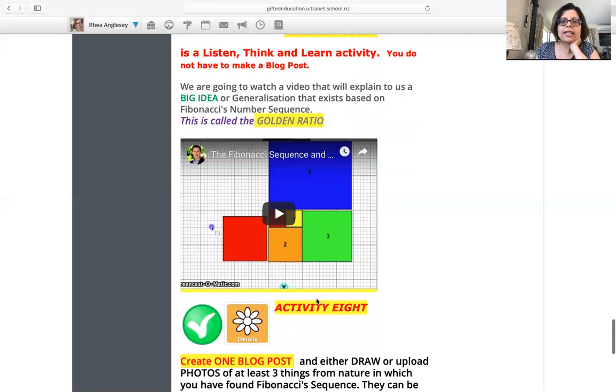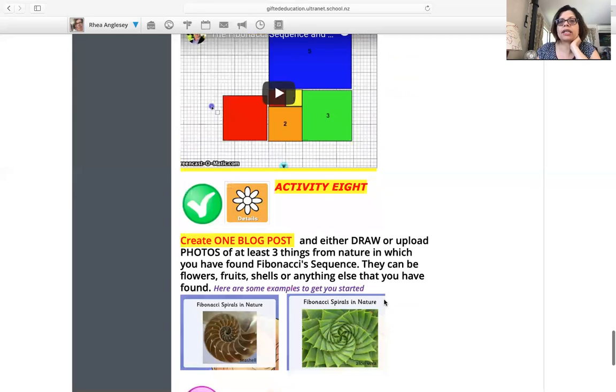Activity 8, we're looking at details. You create a blog post. Either draw or upload photos of at least 3 things from nature in which you have found the Fibonacci sequence. So you have to go on a bit of a nature hunt for this one. They can be flowers, fruits, shells, vegetables, anything. Here are some examples.